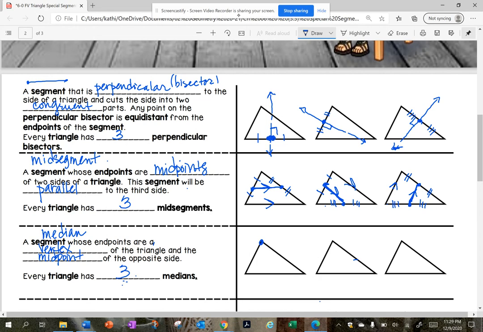So if I start at a vertex and I go to a midpoint, this is my median. If I start at a vertex and I go to the midpoint, this is a median. I start at a vertex and I go to the midpoint. This is the median.